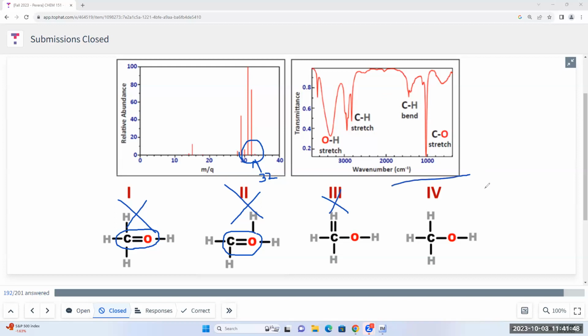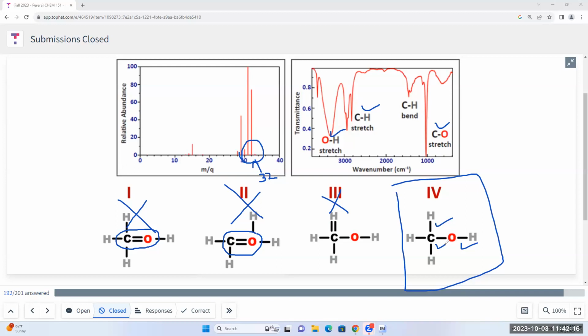And that leaves us with option 4 as the correct answer, where we have CH bonds, OH bonds, and CO bonds. That matches nicely with our IR spectrum. Therefore, that should be our correct answer. All right. What questions, concerns, comments do we have at the moment? Anything?